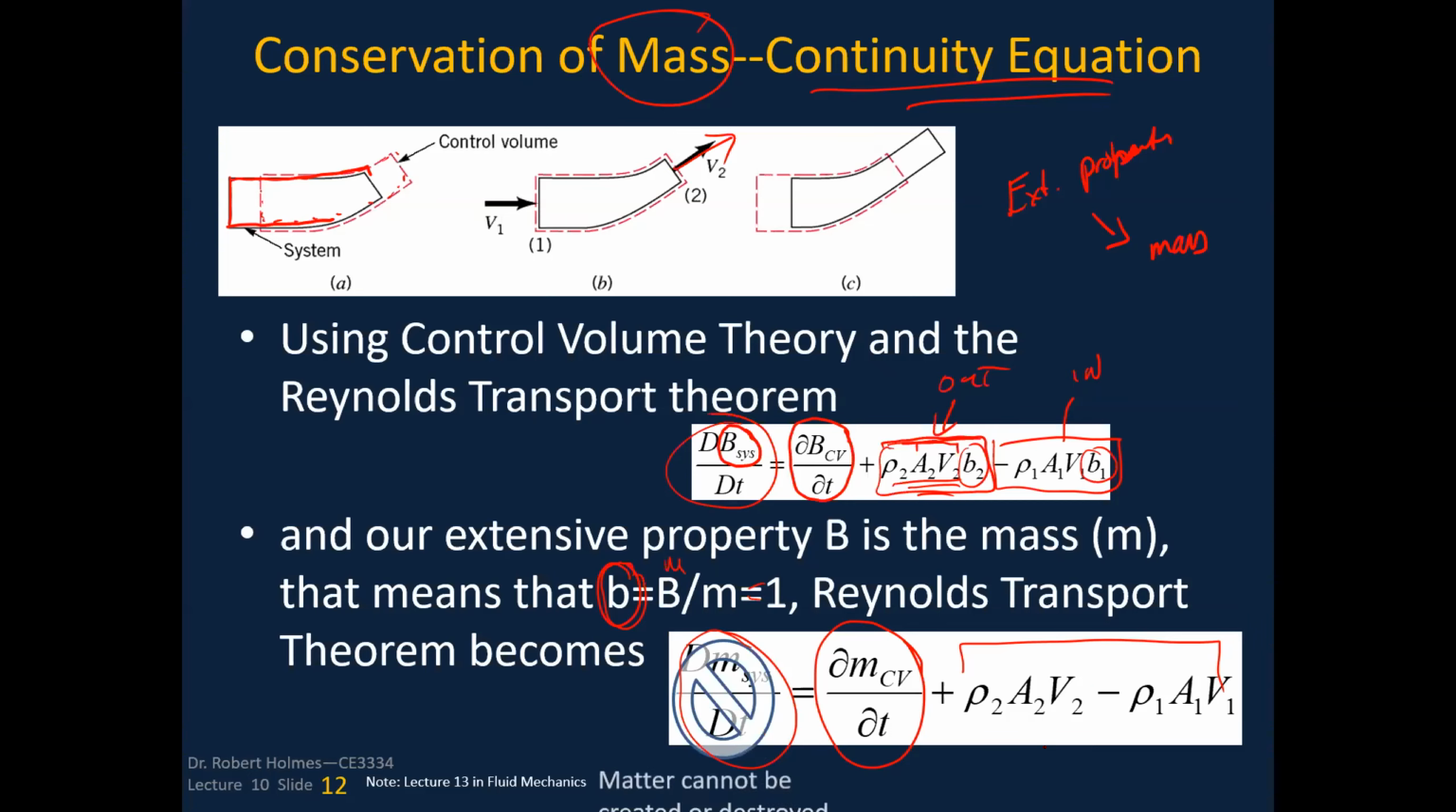Now, if I've got a system of mass, we've heard that matter cannot be created or destroyed, so mass is what it is. It's what we've got. So the change in system mass is equal to 0. And then if we've got steady flow, we've got no change of the mass in the control volume with respect to time, because what comes in goes out. And then we're left with the flux. And so we've got the net flux going across the boundary.